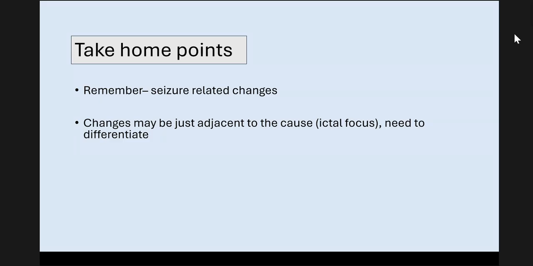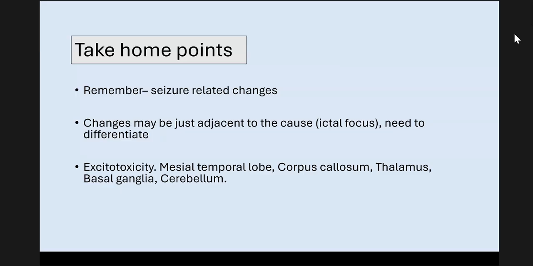And it's important for the surgeons to know, for example, the patient with the tumor and the seizure-related changes we saw in the second example. These changes are said to be due to excitotoxicity. Mesial temporal lobe, corpus callosum, thalami, basal ganglia, and cerebellum are the areas which are commonly involved. So remember seizure-related changes, and of course, reversible splenial lesion.